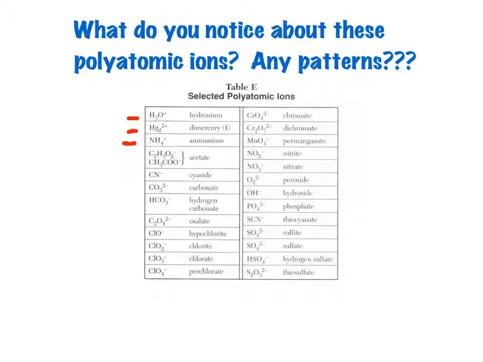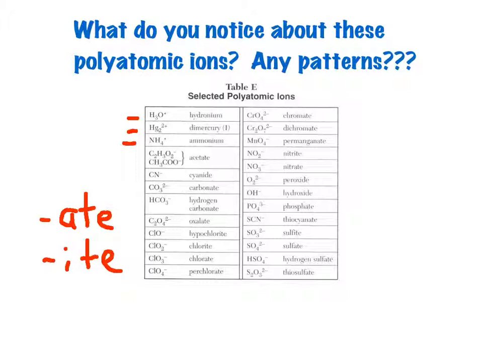Hopefully you've noticed that most of these ions have an ending that's either ate or ite. Ate is a really common ending for polyatomic ions. A lot of the ones that we'll work with in this course will end with ate, A-T-E.